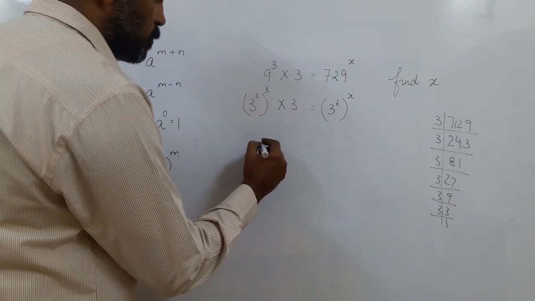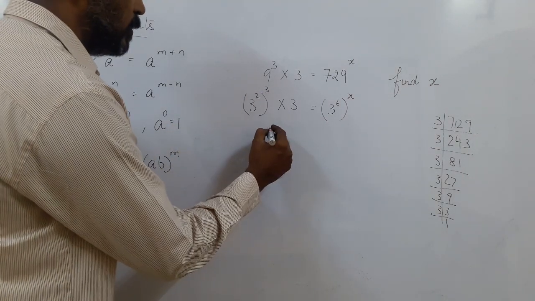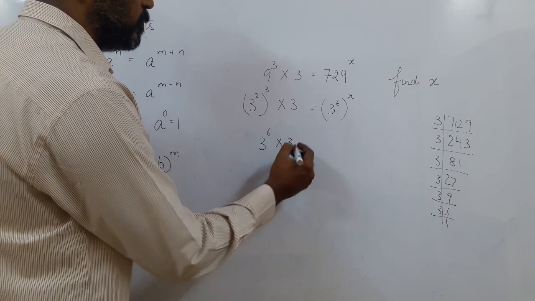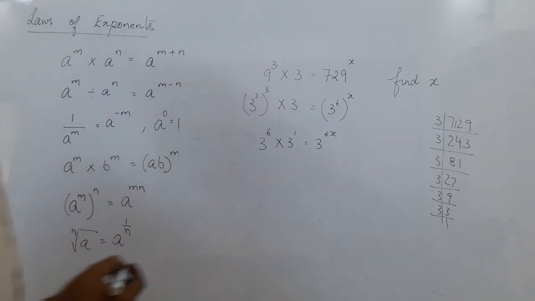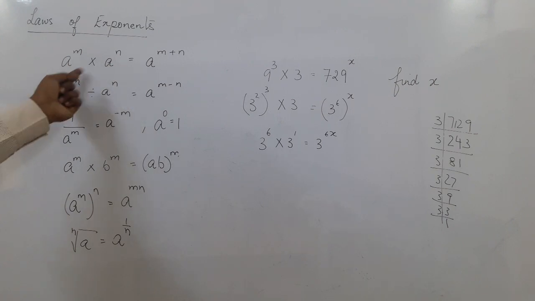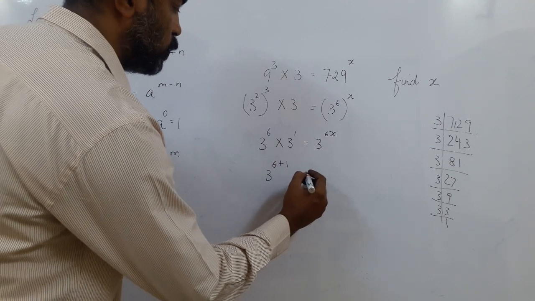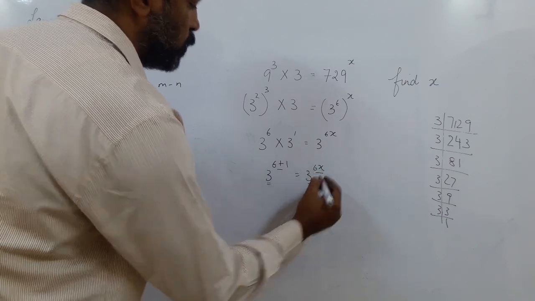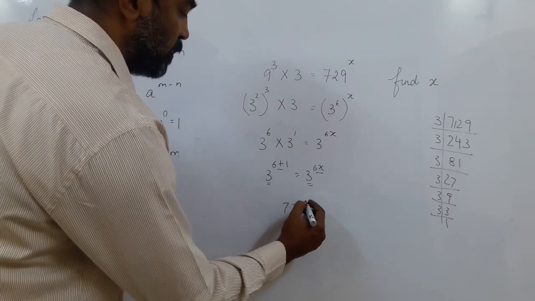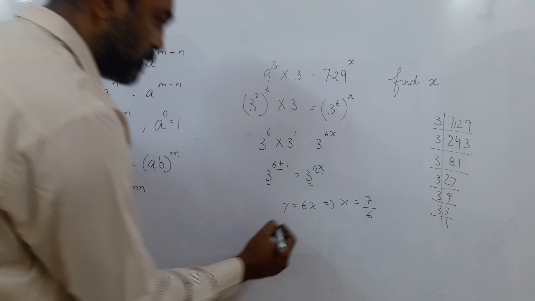Then what is the rule here? A raised to m raised to n is a raised to mn. So multiply 2 into 3, that is 6. Now 3 we can write as 3 raised to 1, equal to 3 raised to 6x. Clear? Now you see, when the same base is multiplied, you add the powers. So 3 raised to 6 plus 1 equal to 3 raised to 6x. Now if the base is the same, the powers also have to be the same. So 6 plus 1 is 7 equal to 6x, which implies x equals 7 upon 6.